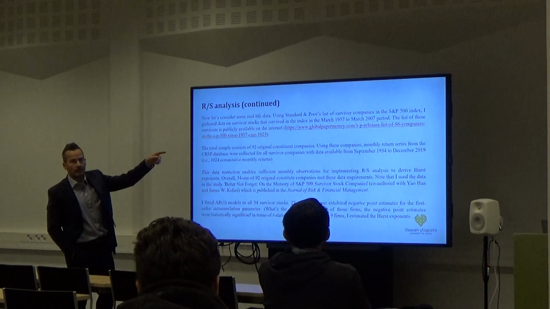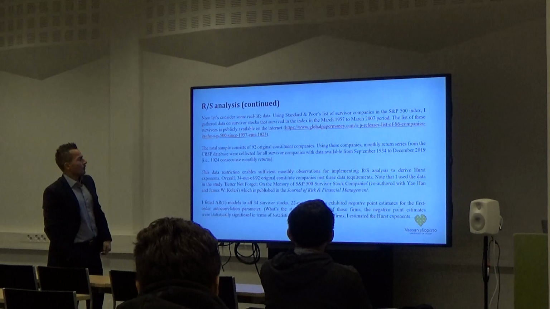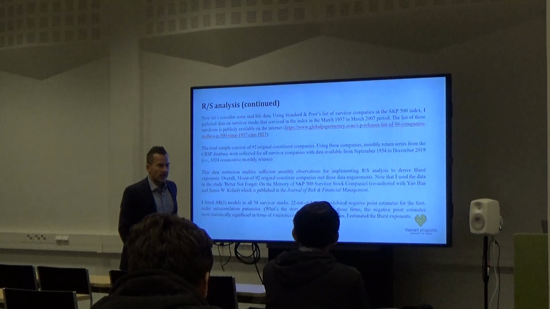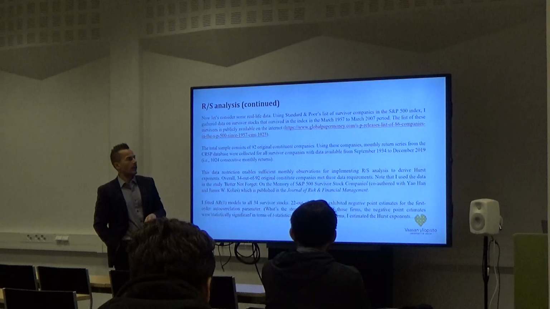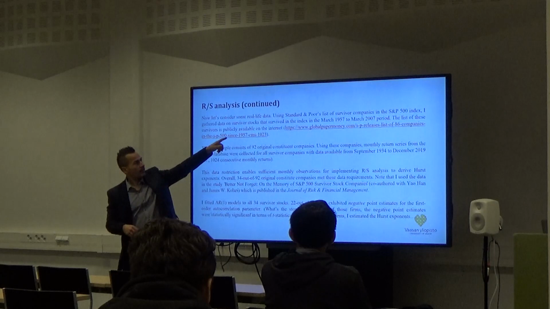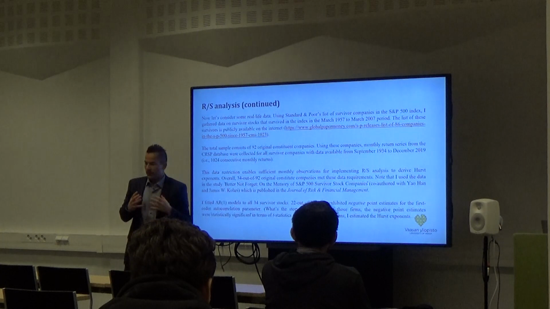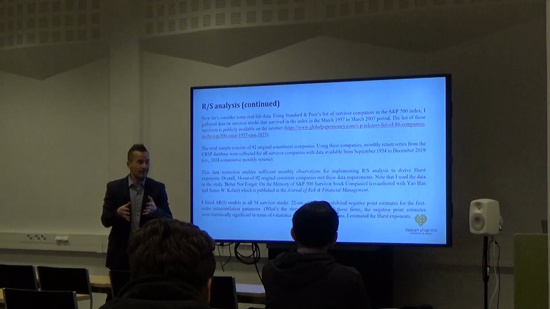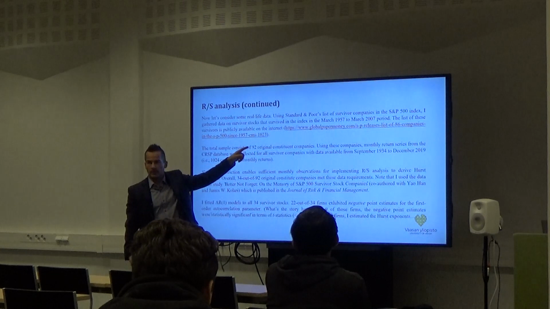So what I have done with some colleagues from Texas A&M University, okay, they have this CRSP database. So we collected data and we figured out, okay, we could identify 92 original constituent companies. You will get a different figure if you read that statement here. The reason is because there were, of course, mergers and acquisitions happening in that time. But we could break it down to 92 original stock companies.